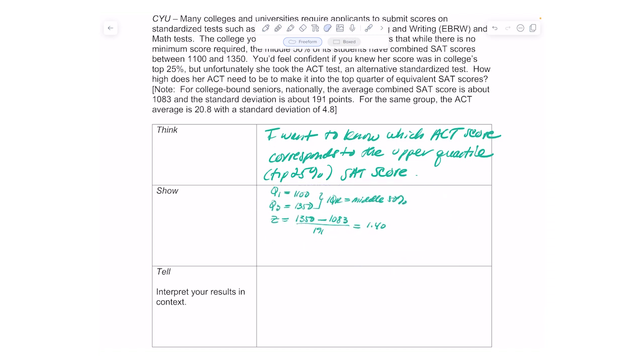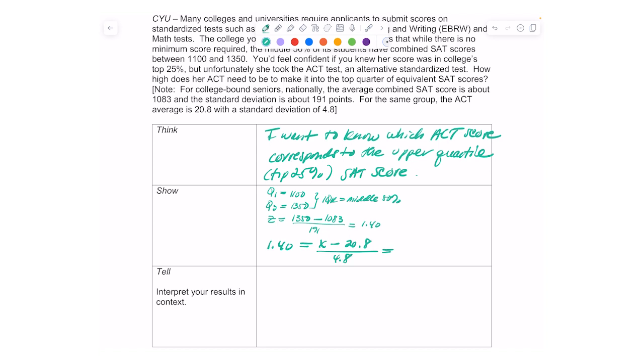So I'm going to take my z-score formula and plug in 1.40 for z. And this time I'm trying to look for the cut score. Like, what would be the score on the ACT that would still allow her to be in the top 25%? I'm going to subtract the mean of the ACT score, which is 20.8, and then divide by the standard deviation for the ACT score, which is 4.8. Okay, and then how do I work this out? So to solve for x, I need to multiply both sides by 4.8.